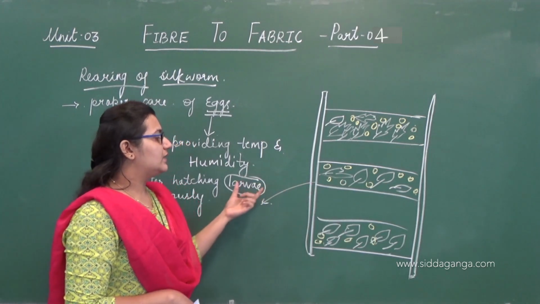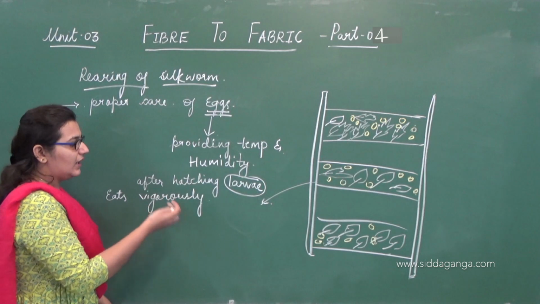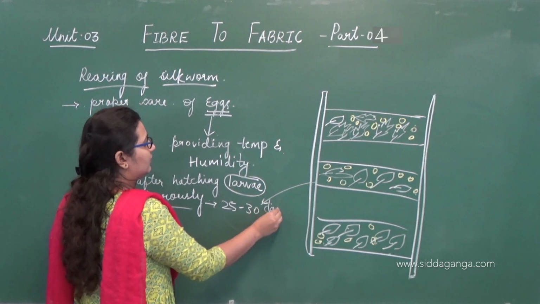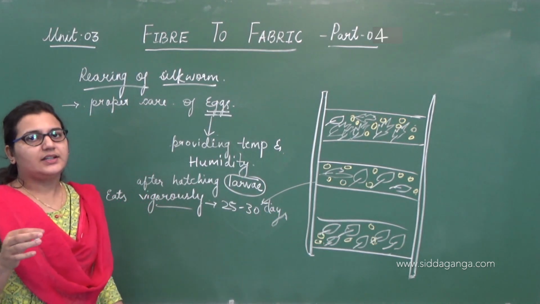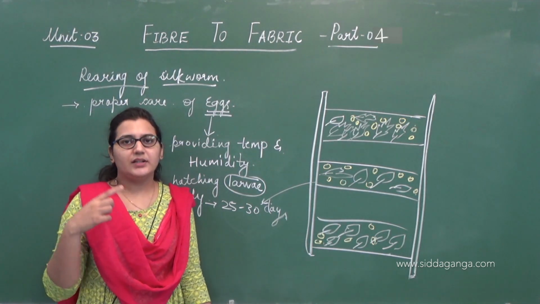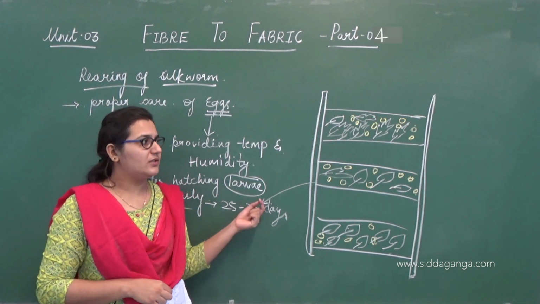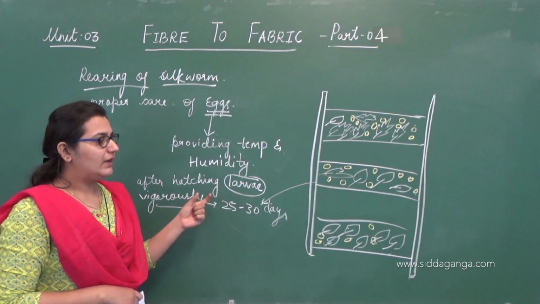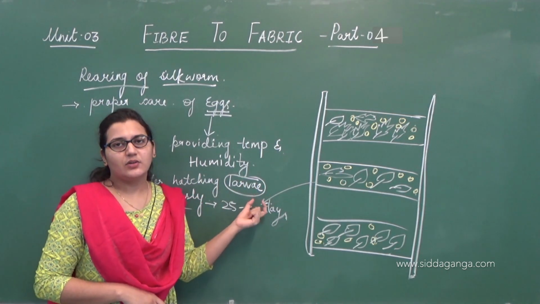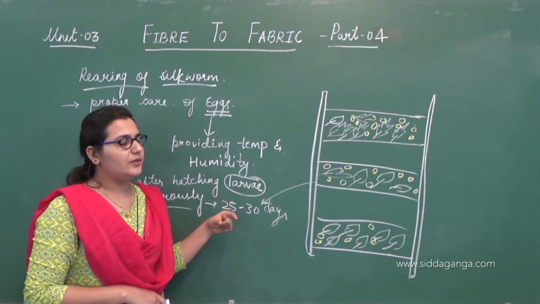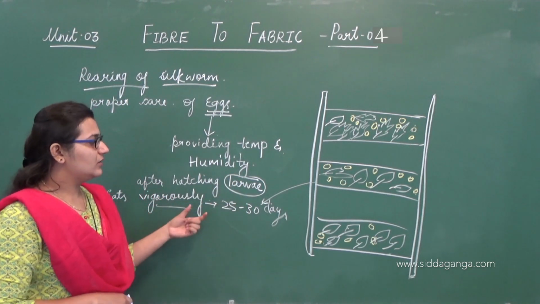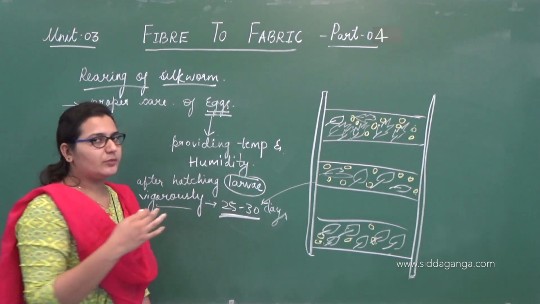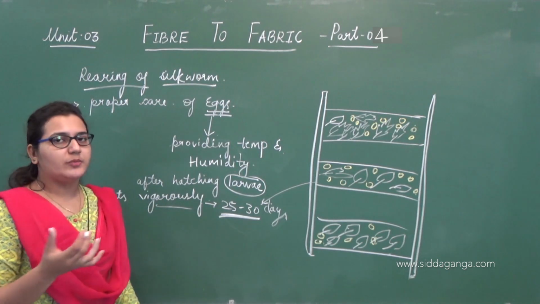These larvae feed on the leaves and eat vigorously for around 25 to 30 days, eating day and night, and while eating they get bigger and bigger. Obviously the larvae are very small when they hatch out. While eating, it grows like anything and achieves a certain size. After around 25 to 30 days of eating, it stops eating.